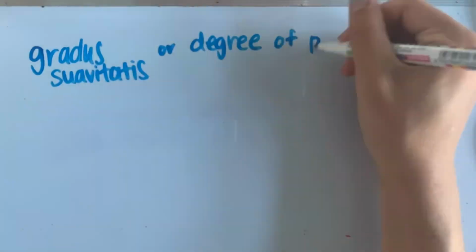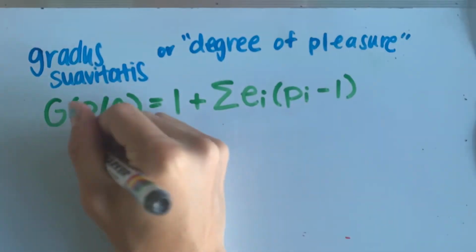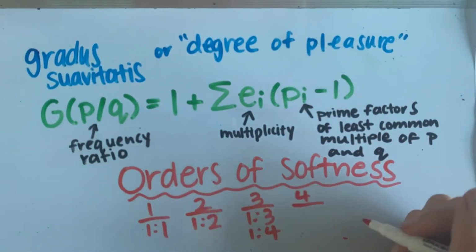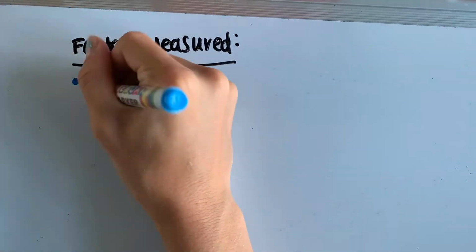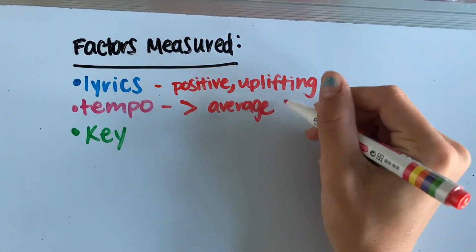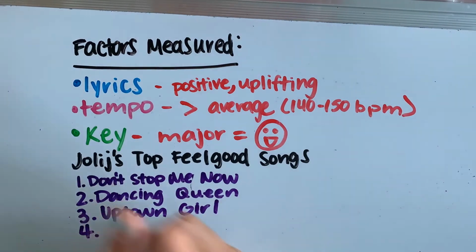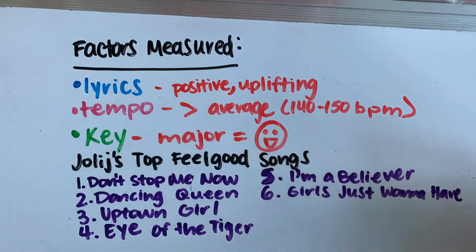Many have attempted to break down the appeal of certain chords or songs mathematically. Leonhard Euler's Gradus Suavitatis ranks combinations of pitches into what he calls orders of softness. Dutch neuroscientist Jelle developed a mathematical formula to attempt to uncover what made feel-good songs effective. However, there may always be a degree of subjectivity to music that math will never be able to explain.